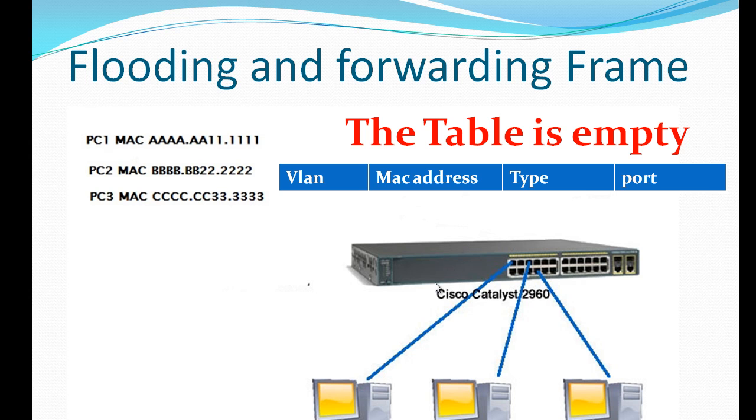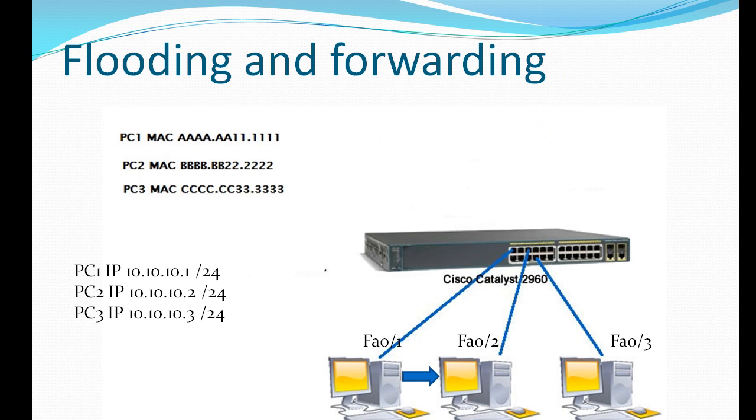So now let's say that PC1 up here wants to communicate with PC2. Since this is the first time a communication is happening between PC1 and PC2, when PC1 sends the frame to the switch on FastEthernet 0/1, the switch will receive the frame, and the first thing the switch will do is look at the source MAC address. This frame will have a source MAC address and a destination MAC address. If PC1 is talking to PC2, the source MAC address will be PC1's MAC address, and the destination MAC address will be PC2's MAC address. So PC1 sends the frame on port FastEthernet 0/1, received by the switch.